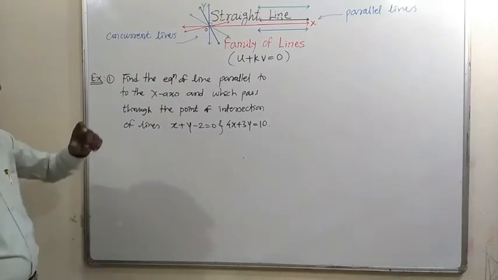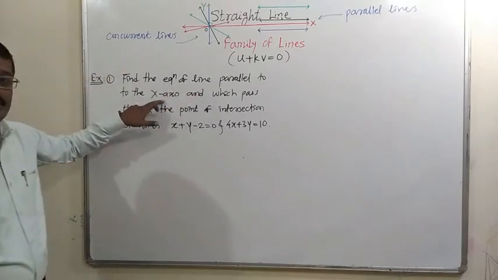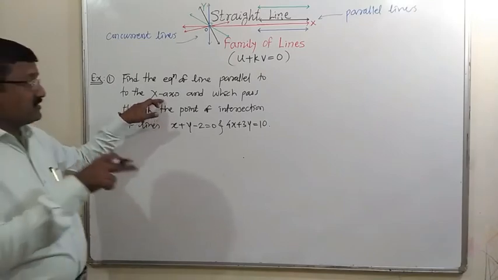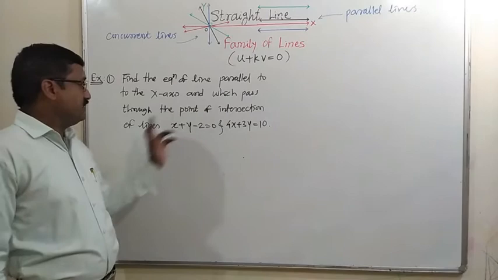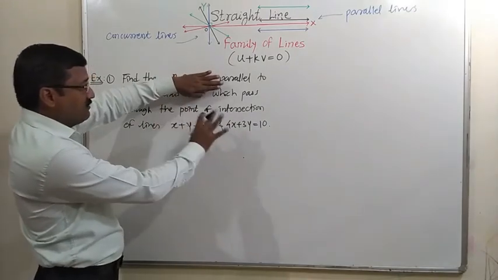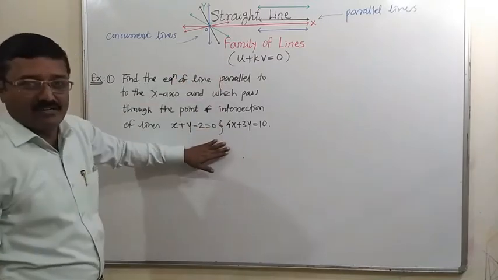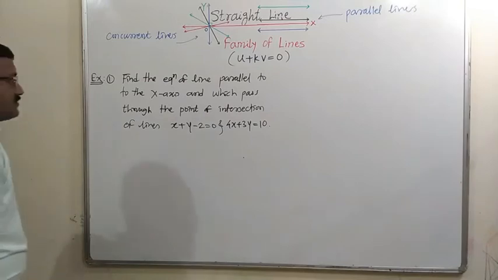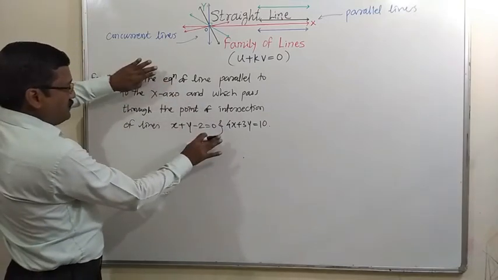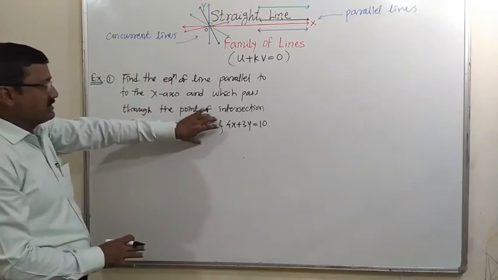If you read only half example, then we get different result. Here find the equation of line parallel to x-axis. Obviously it's y equal to constant. But the second condition is also given, that which passes through the point of intersection of these two lines. If you find only the equation of line which pass through the point of intersection of lines, then we get the concurrent lines. Okay. So obviously here we will get the two different situations. Here we get the family of parallel lines, here we get the family of concurrent lines.